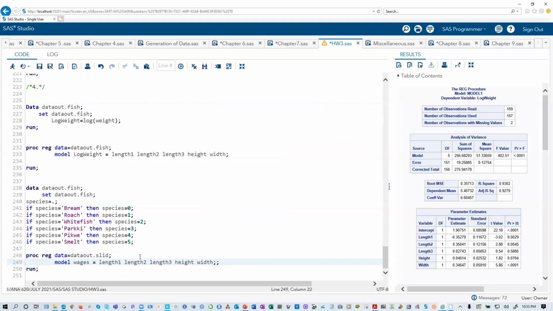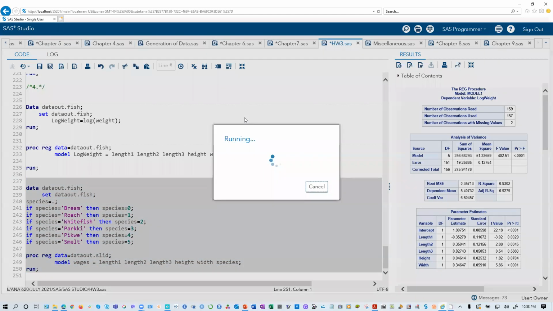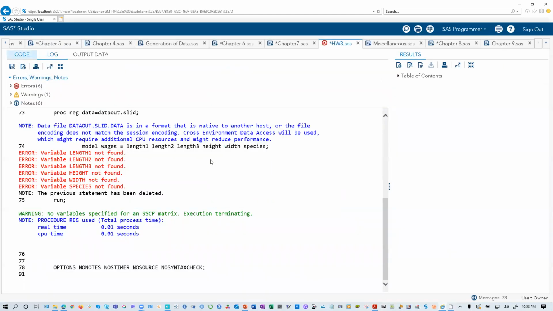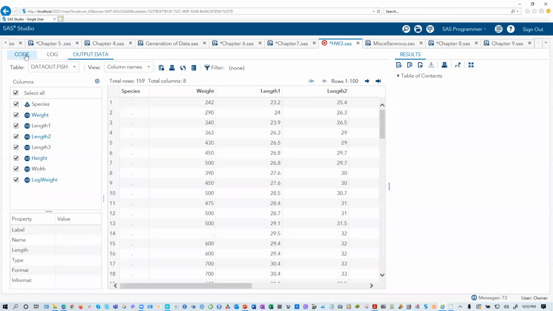That's the one that we have to make sure. See, they have added all quantitative variables: 1, 2, 3, height, width, plus our new one, species. That's the categorical one, with the numbers, not the dummy variables. Okay, you can run that all the way up to here. So length 1 not found, length 2, length 3.